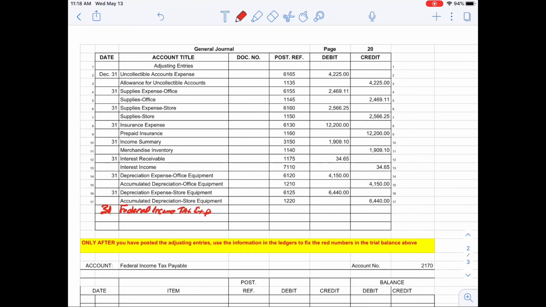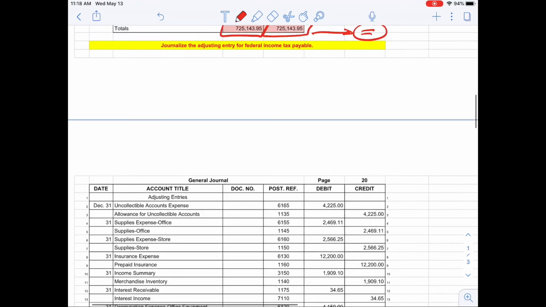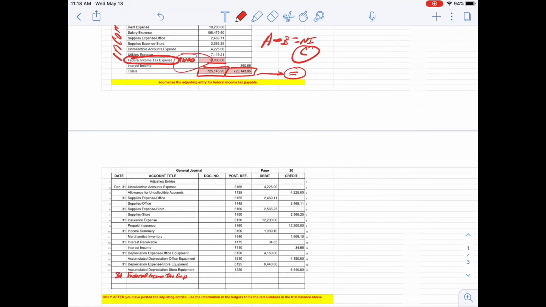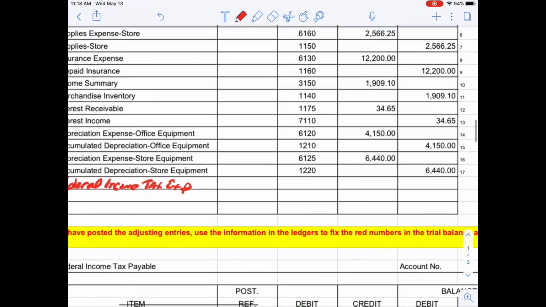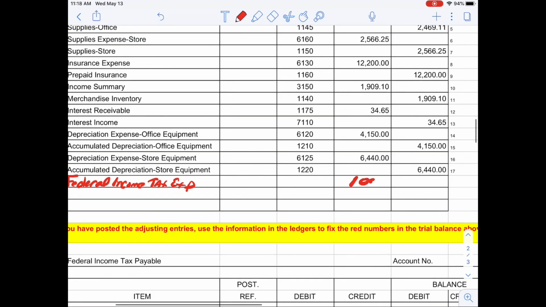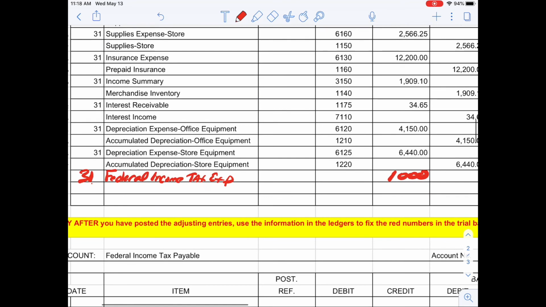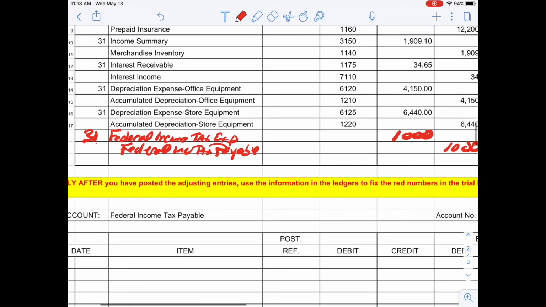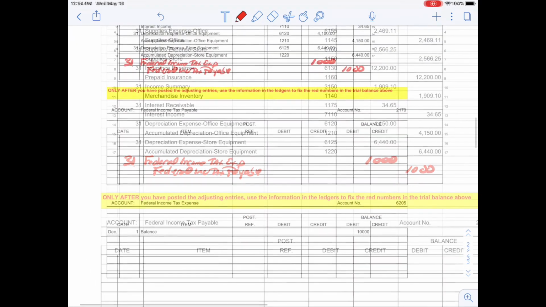So the date of the transaction was the 31st. My debit was my federal income tax expense. Again, just coming right from here. And we debited 1,000. We made it go up 1,000. So we're going to debit it 1,000. And my credit's going to be my federal income tax payable. Now the question comes, why do we do the payable and not cash? Because we haven't paid it yet, and that's the reason why. And that's how we record that.